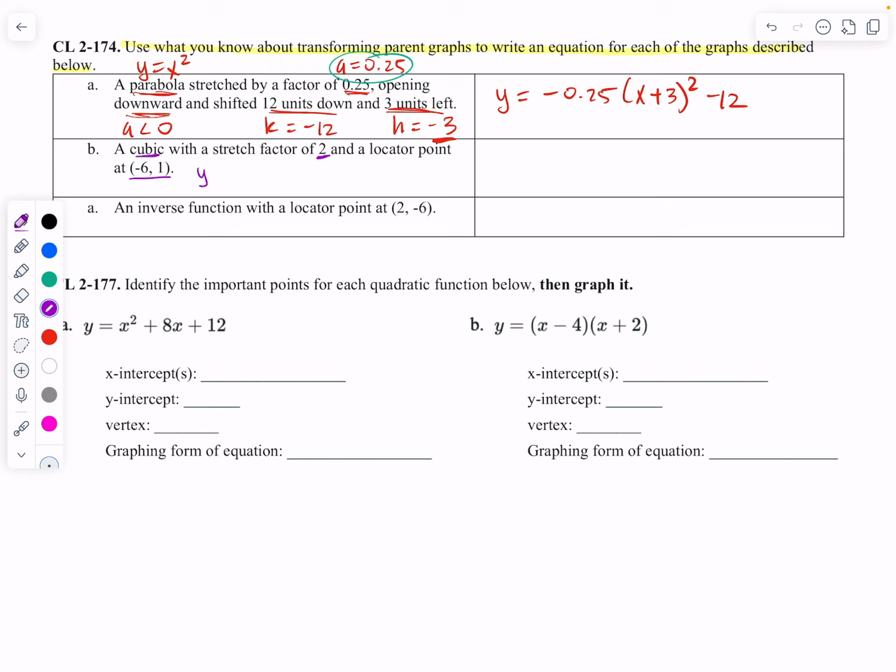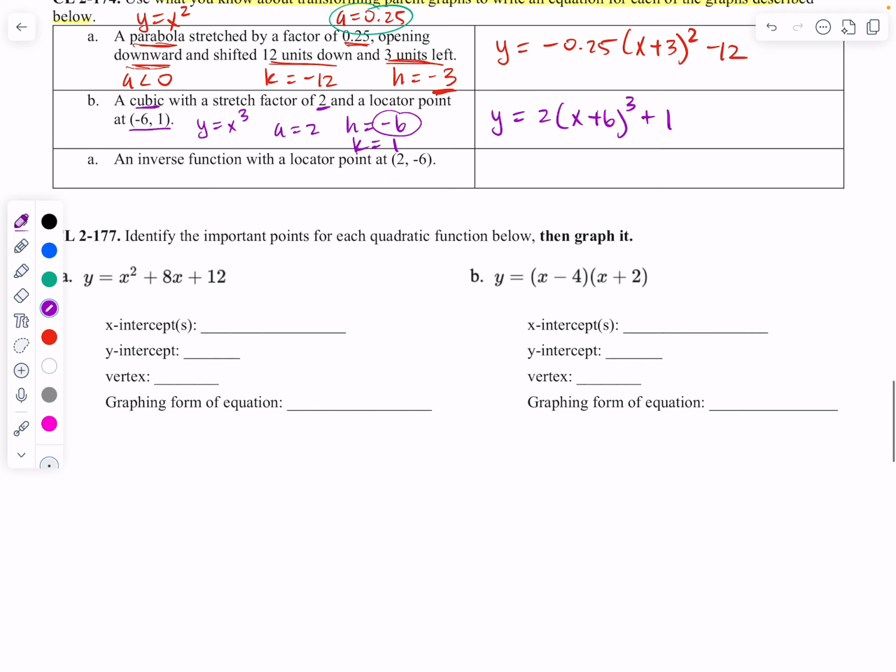So if it's a cubic, it's y equals x cubed. The stretch factor is going to be 2. H is negative 6. K is 1. So we're going to write it out. Y equals 2 times x minus, I'm subtracting negative 6, so it's plus, and it's not squared, it's cubed, excuse me, there we go. And then plus 1. Stretch factor of 2, locator point at negative 6, 1, and it's cubic.